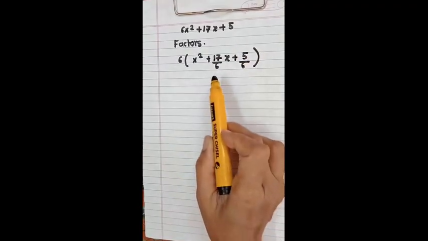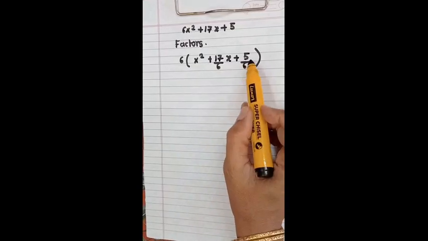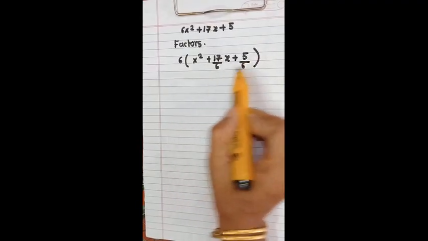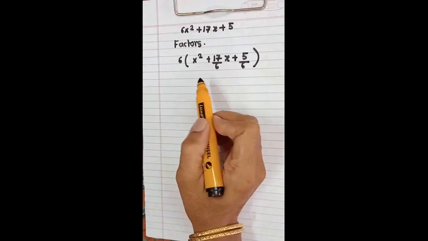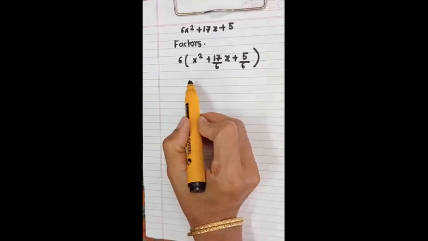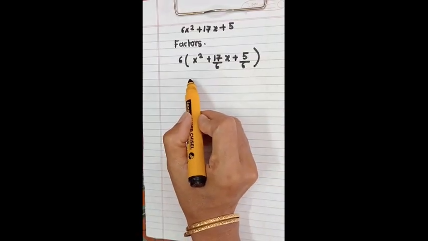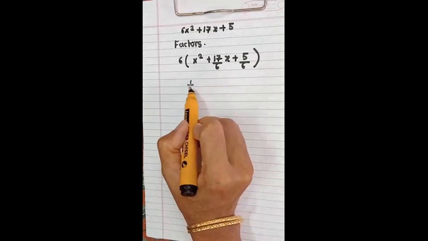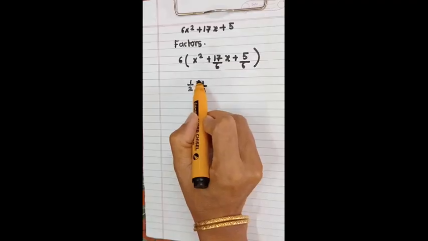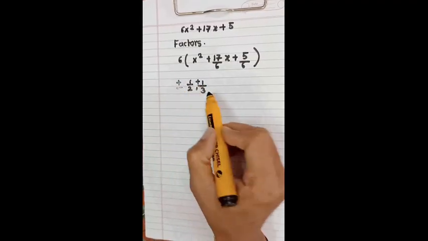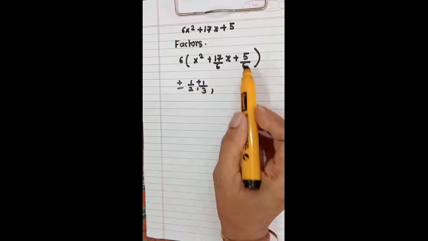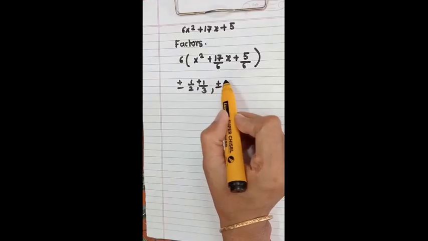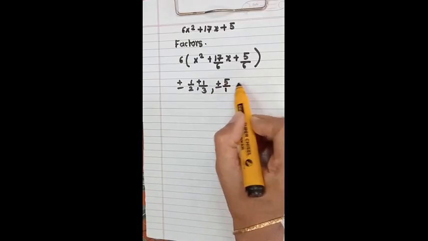Now how many factors do you have to find out? Two factors whose product is 5 upon 6. You can try by trial method. Your denominators would be 6, so 1 upon 2, 1 upon 3, plus or minus. Then 5 should be the numerator, so plus or minus 5 upon 1.